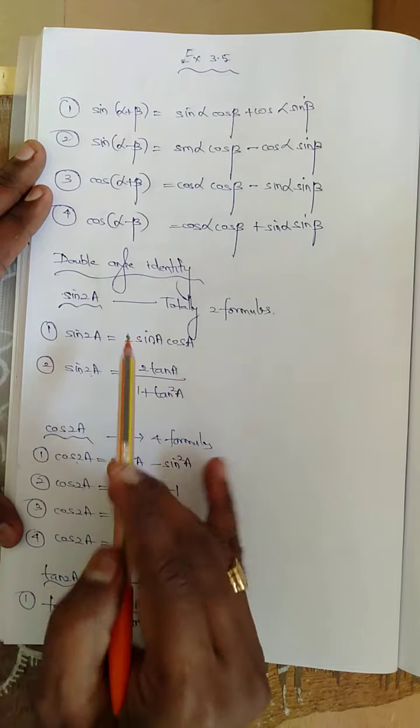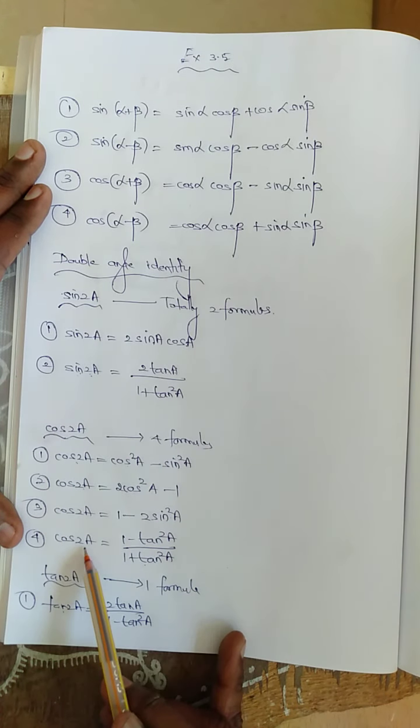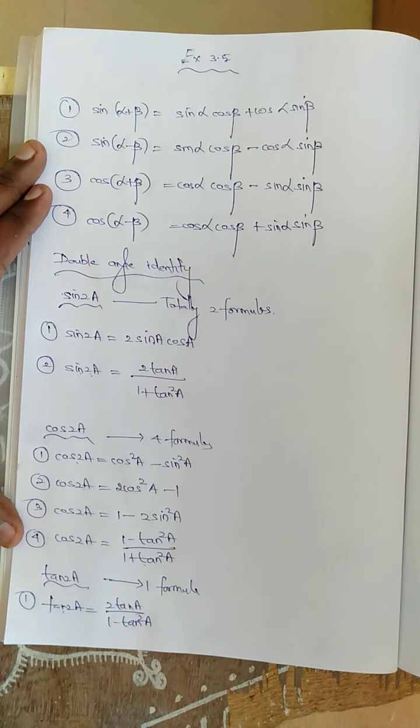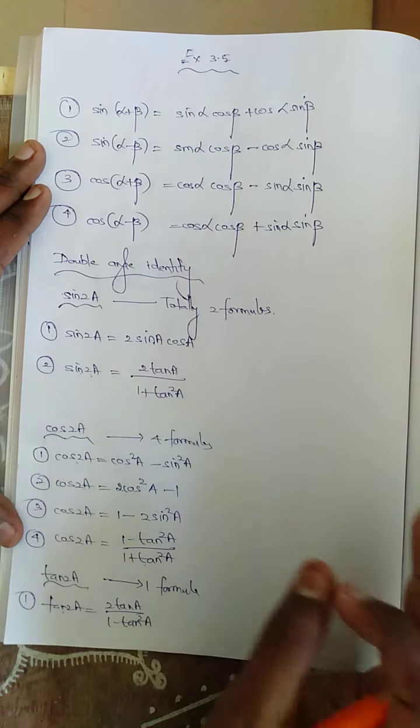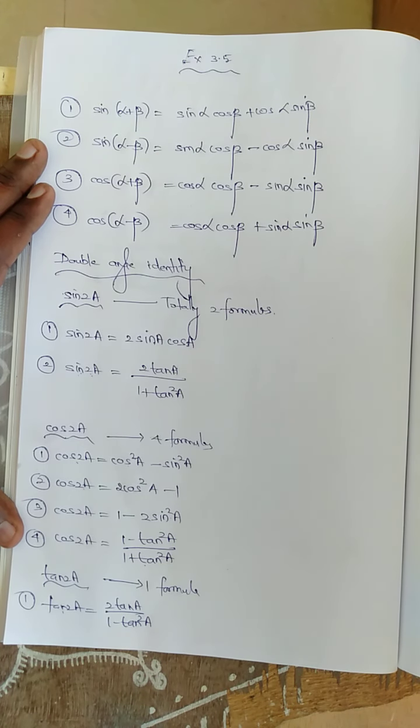So see how many formulas: 1, 2, 3, 4, 5, 6, 7. We have studied only the double angle identity. Still we want to study the triple angle identity. First you need to memorize these formulas. Without memorizing these formulas, you can't do any sum in this exercise.